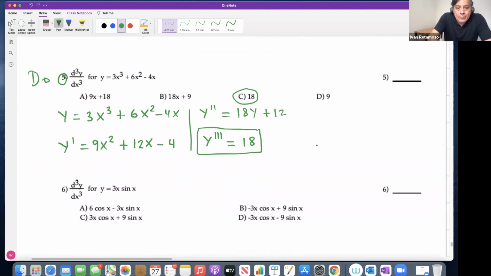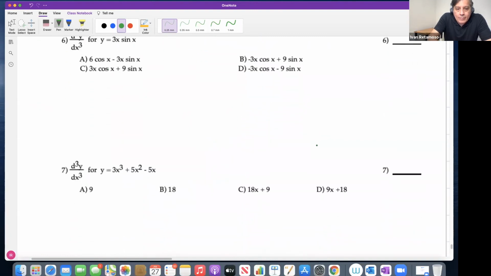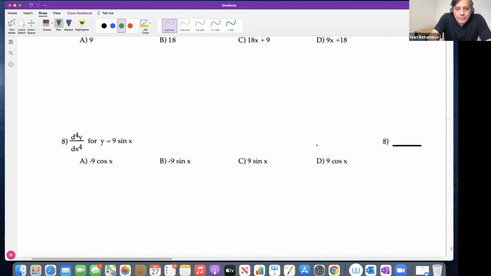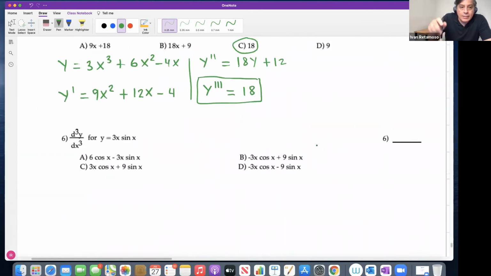Let's do now one involving multiplication of two functions. Let's see a good one. Try this one. It's going to be a little bit long, but try to follow what we did in our example.